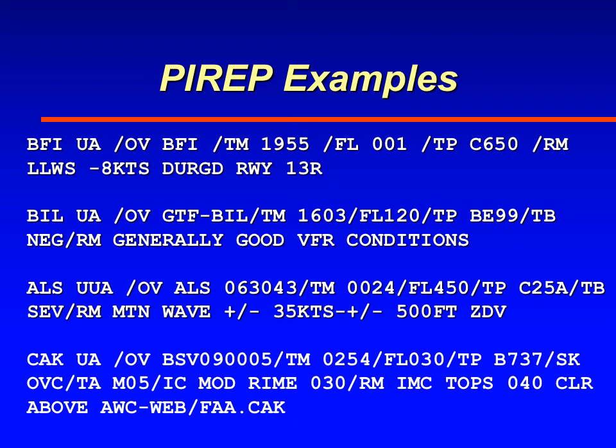And then over Alamosa, an urgent pilot report to the east, kind of northeast, about 43 miles northeast, at flight level 450, a Cessna citation reporting severe turbulence and mountain wave ±35 knots and ±500 feet, reported by Denver Center. And the next pilot report is 737 at 3,000 feet, reporting overcast skies, temperature of -5, moderate Rime ice at 3,000, and they're in IMC in tops at 4,000, but it's clear above, and that was reported by CAK Center.